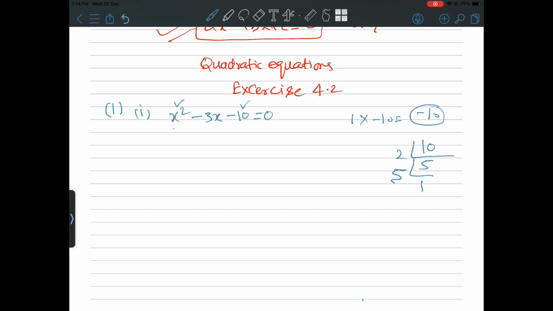So let's see. We have factorized 10, which is 2 and 5. So if we write it like this, x square minus 5x plus 2x minus 10 is equal to 0, then we see that the two terms we have added, minus 5x plus 2x, have sum minus 3x. And when we multiply 5x and 2x, it gives minus 10x square.